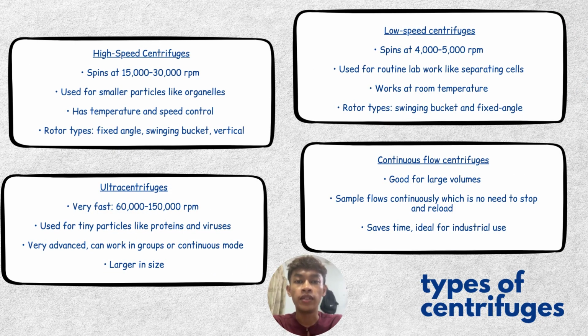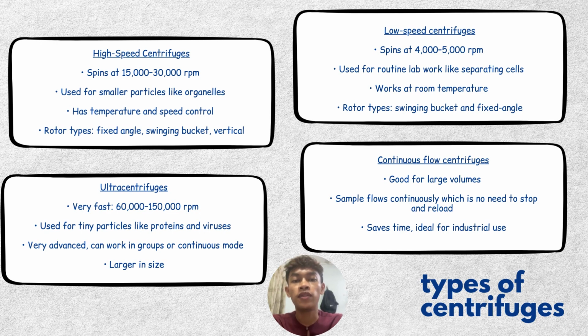First, let's talk about the low-speed centrifuge. This one spins at around 4,000 to 5,000 RPM, and it's usually used in labs for basic tasks like separating cells. It doesn't need temperature control and works at room temperature. The rotors used include swinging bucket and fixed angle types.